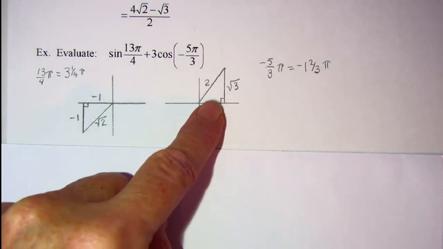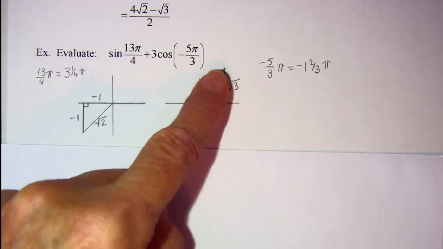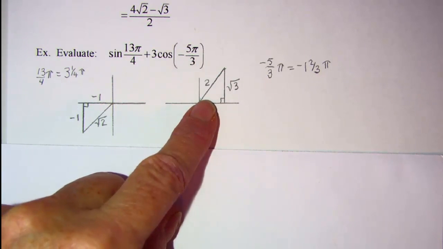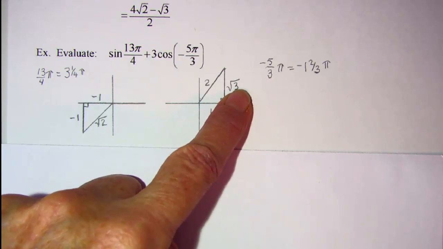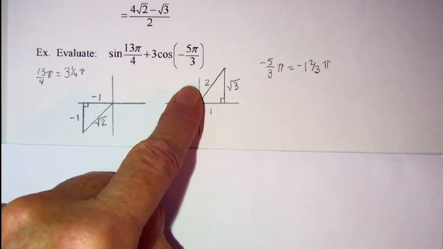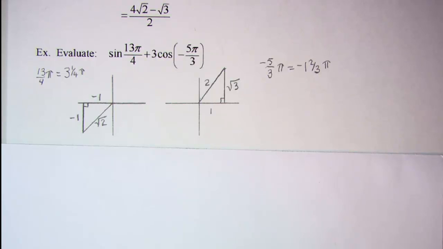So I have my reference triangle drawn in quadrant 1. Pi over 3, remember, is 60 degrees, so my reference angle is 60 degrees. So the opposite side is root 3, adjacent side is 1, hypotenuse is 2. All of these sides are positive since we're in quadrant 1.